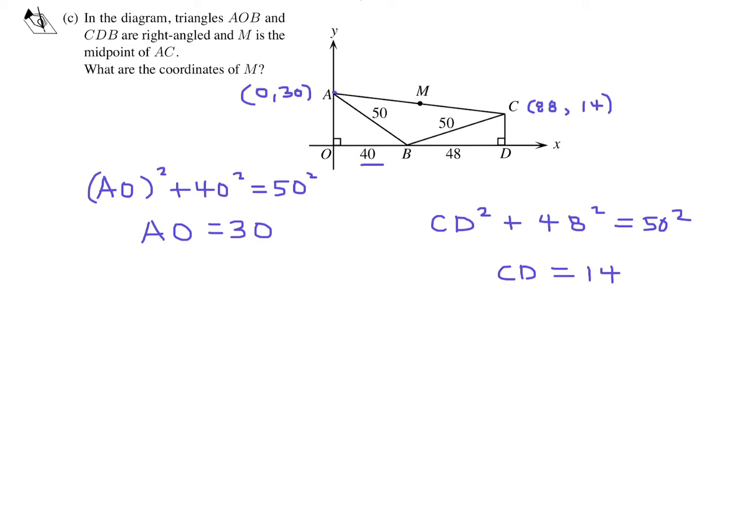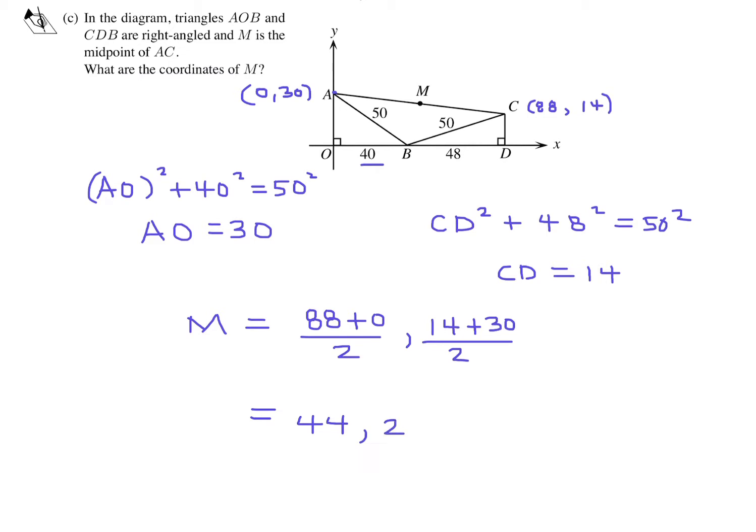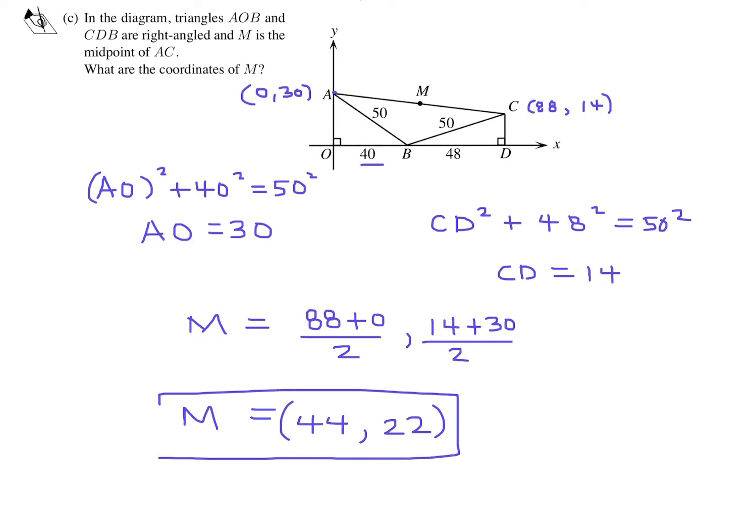All right, so we got the 2 points, A and C, and now we can find the midpoint, which is M. Midpoint formula, as you know, you just add the coordinates, so 88 plus 0 over 2, and then 14 plus 30 over 2. That looks like 44 divided by 2, which is 22. And I think that's it. So that is the midpoint, and those are the coordinates.